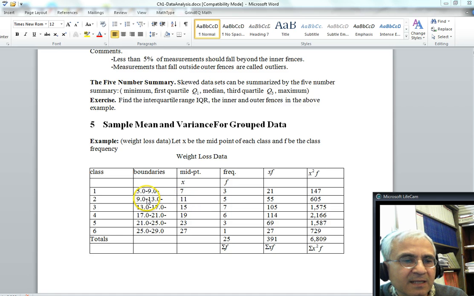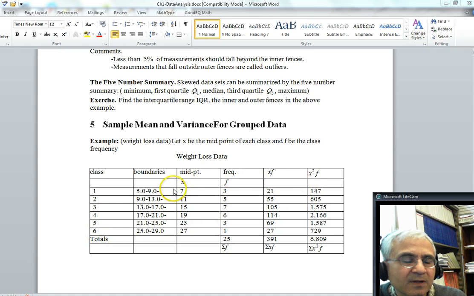Same thing here. The midpoint is 11, and I have 5 measurements in this class, so that's 11 times 5, 55, and so on. 15 times 7, 105, 19 times 6, 114, 23 times 3, 69, 27, I have only 1 measurement, so that's 27. I sum all of these, that gives me 391, an estimate of the sum of the measurements. I sum all frequencies, gives me 25, that's my sample size. So I have 25 measurements. I have 6 classes, keep that in mind.